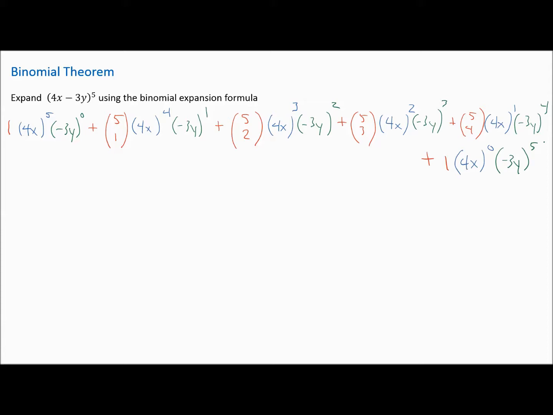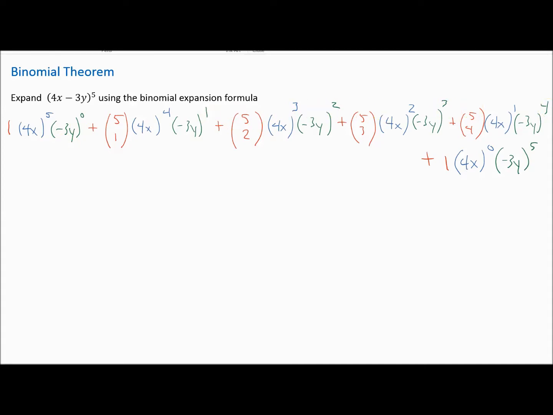Okay, so notice my coefficients are 5 choose 5, which is 1, 5 choose 0, which is 1, 5 choose 1, 5 choose 2, 5 choose 3, 5 choose 4. This is 5 choose 5, which is also 1. So you start with a 1 and you end with a 1. The first term exponents count down, 5, 4, 3, 2, 1, 0. The second term, you have to take the sign with it, so that's negative 3y, not just 3y, counts up. So 0, 1, 2, 3, 4, 5.